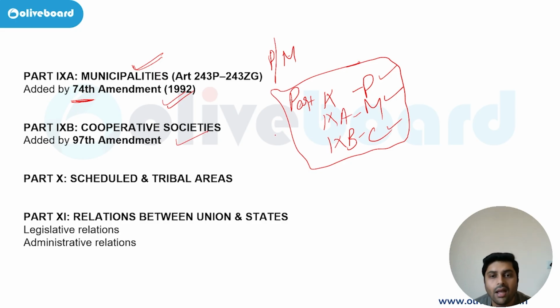Correct? Okay. Part 10 deals with scheduled and tribal areas. Part 11 deals with relation between union and states, a very important part. How legislative relations and administrative relations, super important. Okay, we'll move forward. Please remember these parts are very important, especially this one.